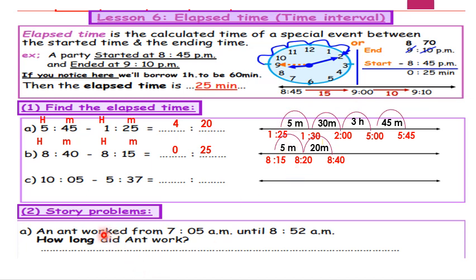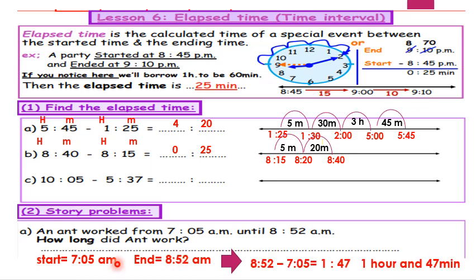Let's see the story problem. An ant worked from 7:05 a.m. until 8:52 a.m. How long did the ant work? He is asking how long, so he wants the elapsed time. This is the starting time and this is the ending time. How can I get the elapsed time? End minus start. Is it right? So 8:52 minus 7:05 will be 1:47, which is 1 hour and 47 minutes.